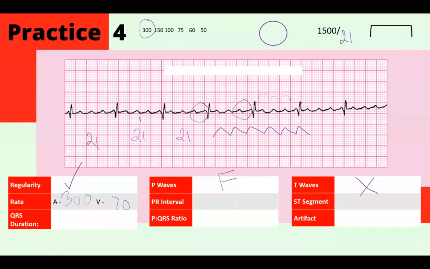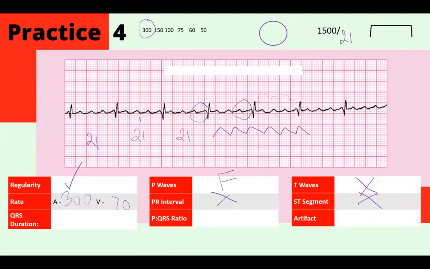So not far off from using the 6-second method, just a tiny bit more accurate. What is our P to R interval? Well, if we're calling it an F wave, we don't measure a P to R interval because we don't really have a P wave to measure. Can't see our T wave, so we can't see our ST segment, so we'll just ignore that. But our QRS, we want to double check that that's normal.